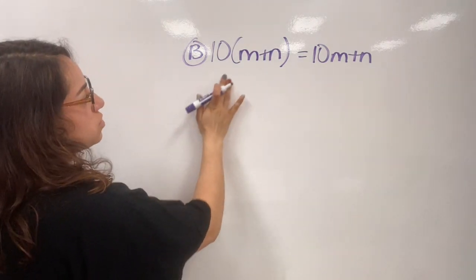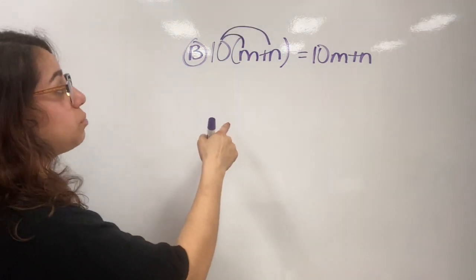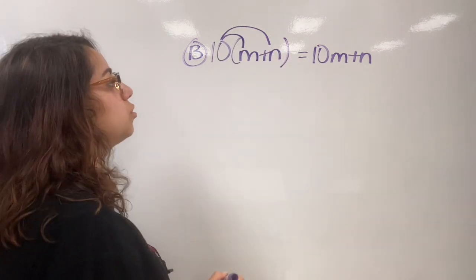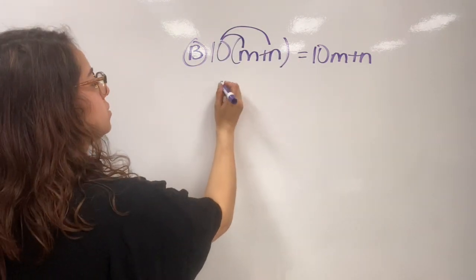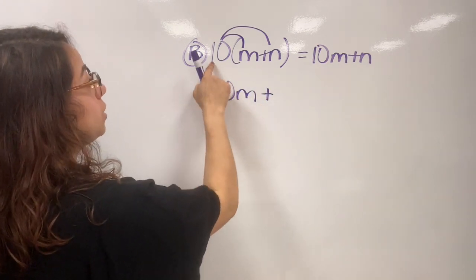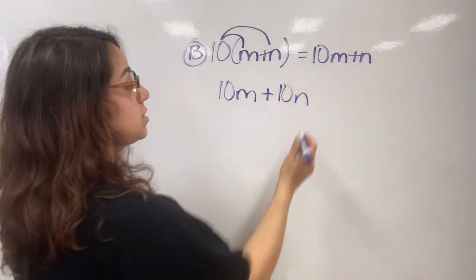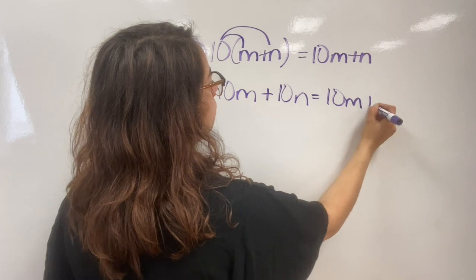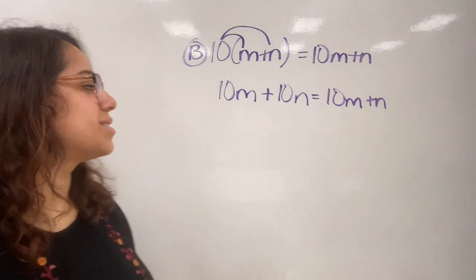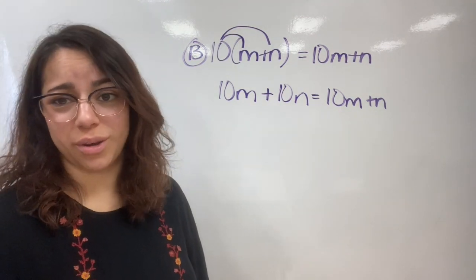Whenever a number or a letter or whatever is on the outside of parentheses, we have to rainbow. So this is what the rainbow looks like. We're going to go to this number first, this letter first, and then this letter. So 10 times m gives us 10m. We're going to keep the plus sign, and now 10 times n is going to give us 10n. And is that equal to 10m plus n? No, it is not, because we don't have 10 n's. So this is not equivalent. And you can skip literally all the steps and just write not equivalent on the bottom.